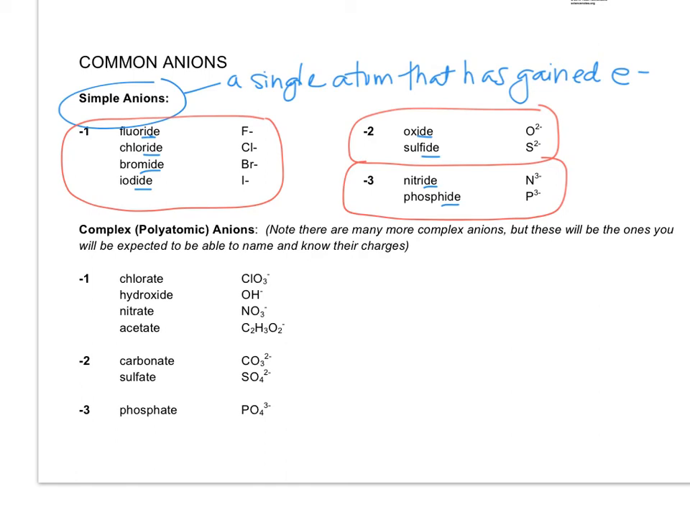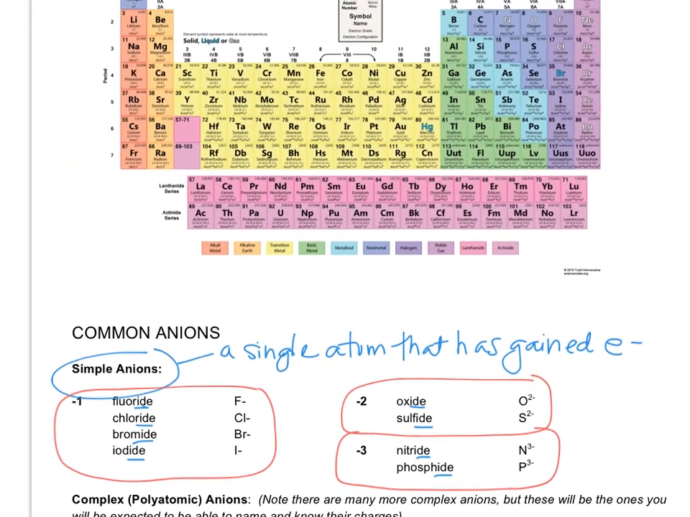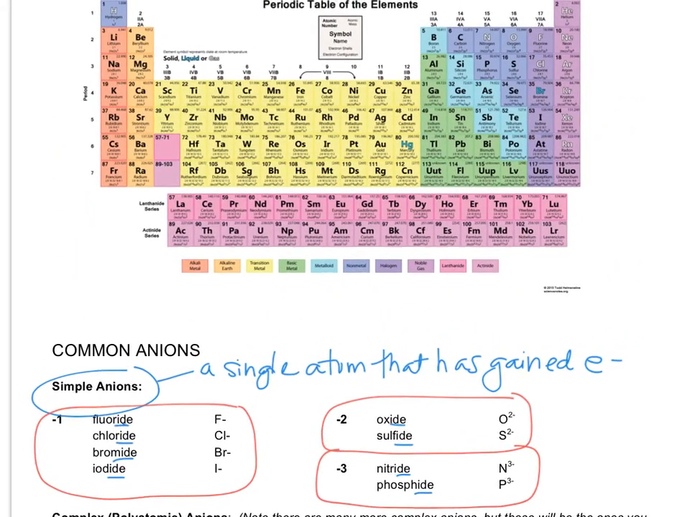Now, how are you going to learn these charges? You could just memorize this table, or we could go look at the periodic table. Notice that fluoride, chloride, bromide, and iodide all come from atoms that are in what's called group 7A. Those are called the halogens. And so everything in this group will tend to gain one electron and become a simple anion like fluoride, chloride, bromide, or iodide.